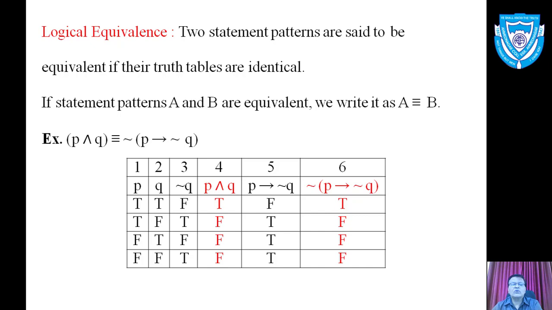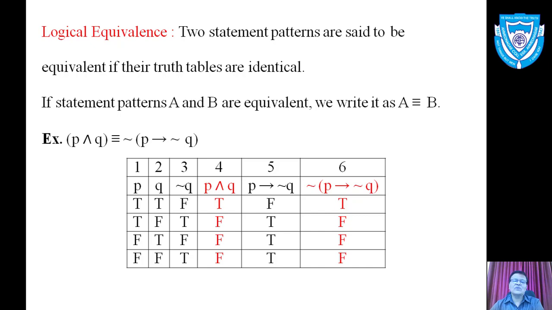Now here I have numbered the columns as 1, 2, 3, 4, 5, 6. In the first column I have written possible truth values of P. In the second column, possible truth values of Q. So I have taken combinations of truth values of P and Q. I will read this. P is true, Q is true. This is one possibility. P is true, Q is false. Second possibility. P is false, Q is true. This is the third possibility. And both P and Q are false. This is the fourth possibility. Four possibilities are there.